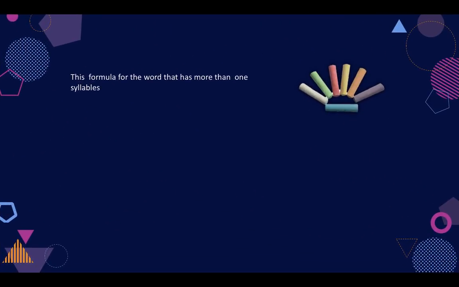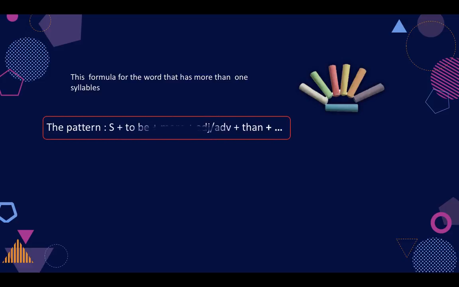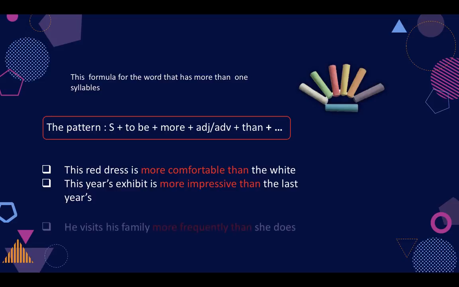This formula is for the word that has more than one syllable. I provide you the pattern you can see, and the example also. This red dress is more comfortable than the white one, and so on.